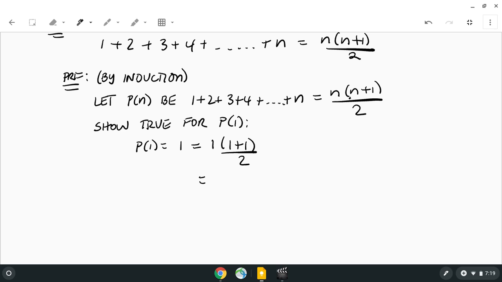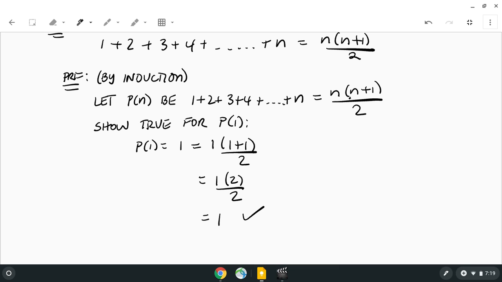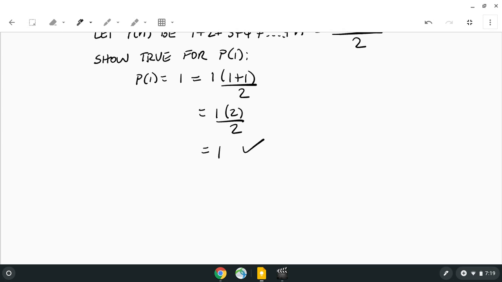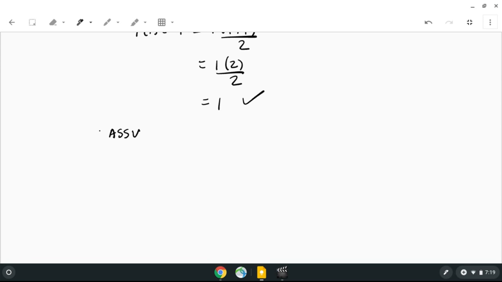And here we get 1 times 2 over 2, and we see that they are equal. 1 equals 1. So there, we showed that it's true for 1. All right, so let's do this part. Assume true for P of k.